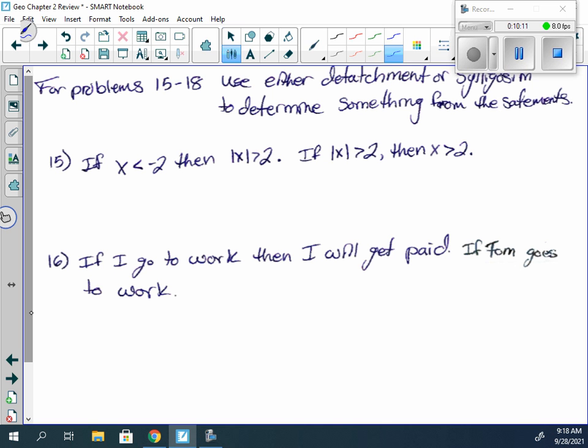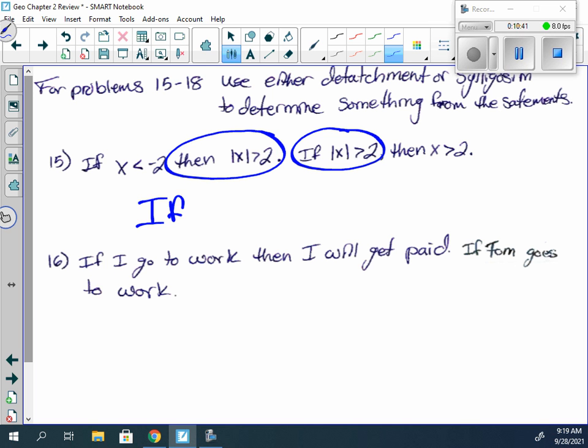15. If x is less than negative 2, then the absolute value of x is greater than 2. If the absolute value of x is greater than 2, then x is greater than 2. Do we have something that matches in these two statements? Well, the then of the first and the if of the second are the same: the absolute value of x is greater than 2, yes? So I can use the law of syllogism to say that if x is less than negative 2, then x is greater than 2.